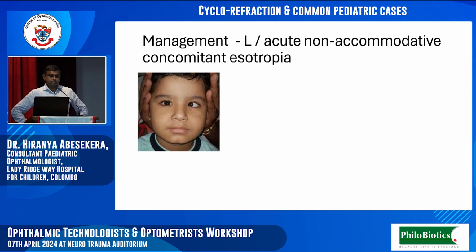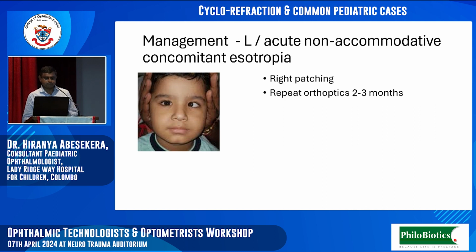So acute non-accommodative concomitant esotropia is the cases which are acute onset but not sixth nerve palsy. So how do you manage? We have to start patching immediately because they are squinting with only one eye. The child is very young, can develop amblyopia within a few weeks. So you have to start patching from day one, whatever the etiology. And so basically you have repeated your cyclo refraction and you know it's not accommodative esotropia. And if there's no spontaneous resolution, we have to plan for surgery or Botox injection.